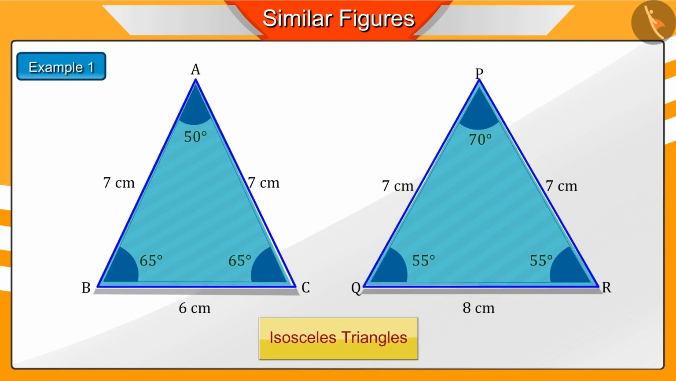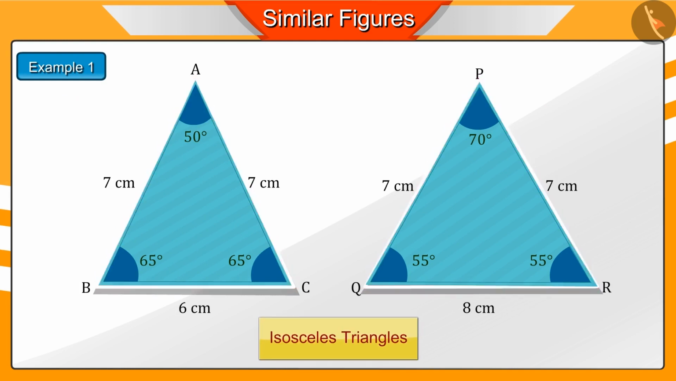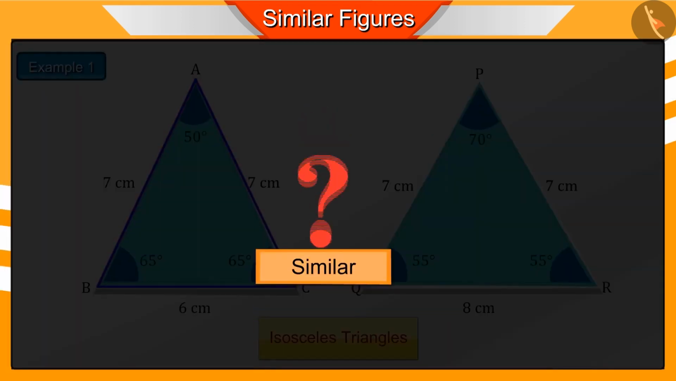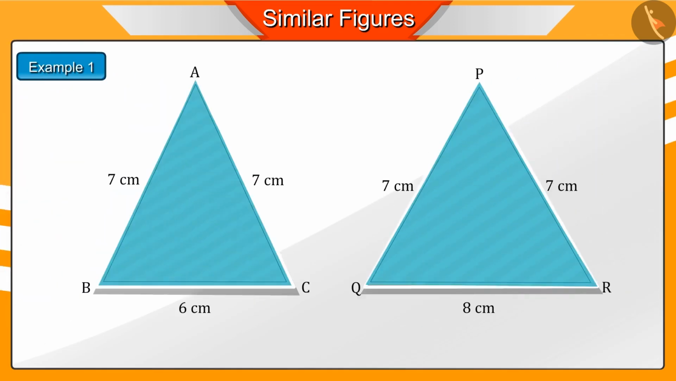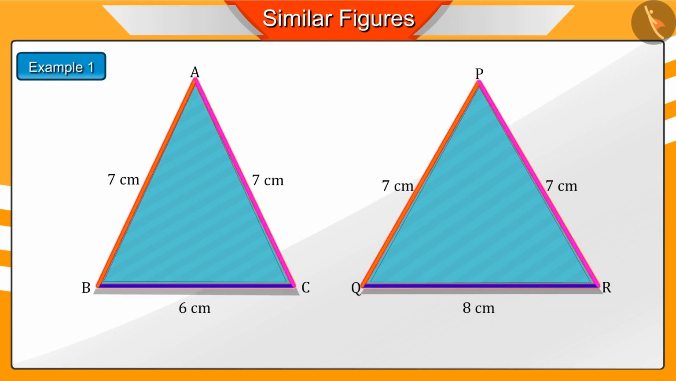These are isosceles triangles. Their two sides have equal lengths. These are not congruent because they have different corresponding sides and angles, but are these figures similar? Let's see. Polygons are similar if their corresponding angles are equal and the ratio of their corresponding sides is the same.